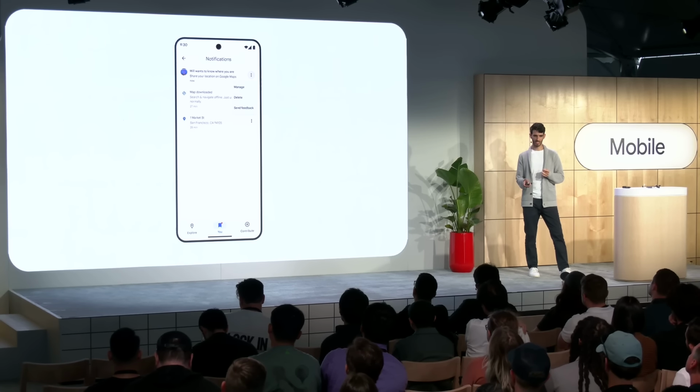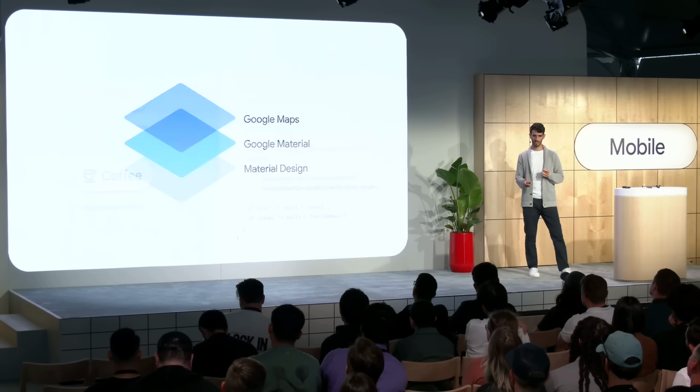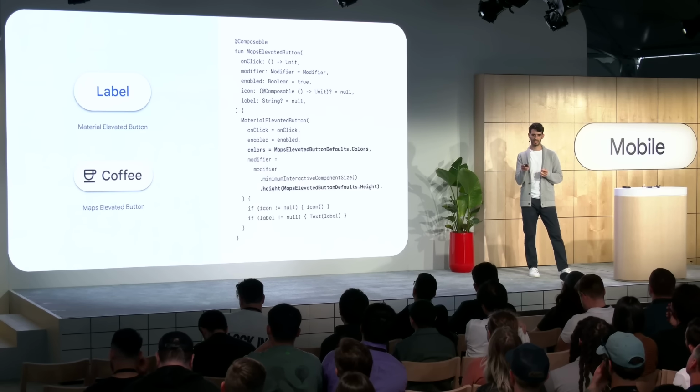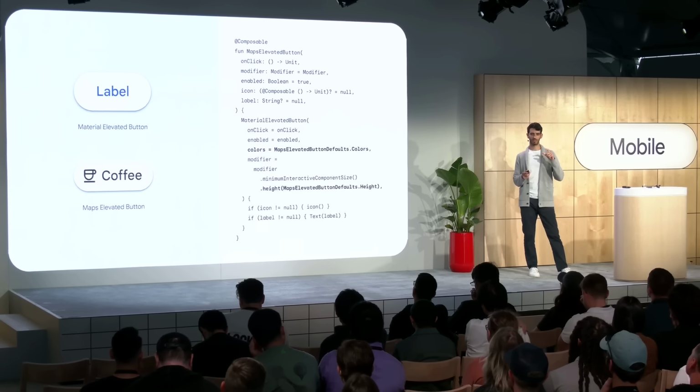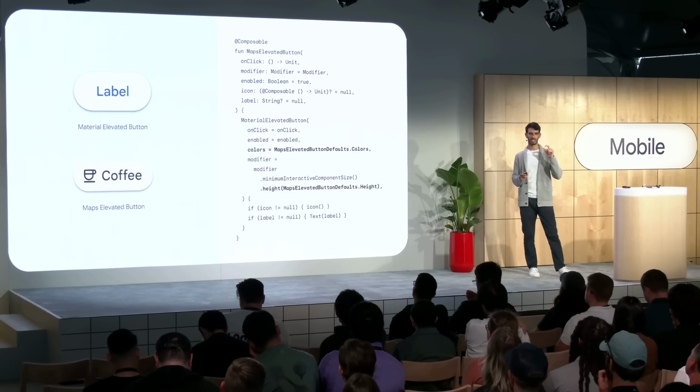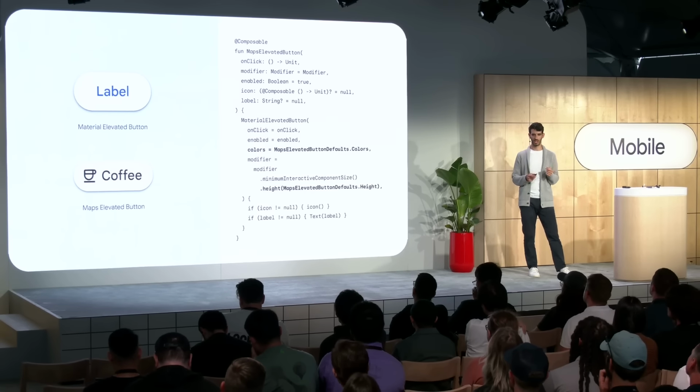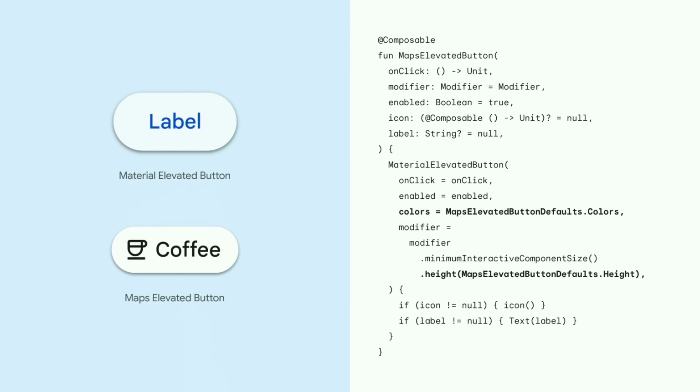I'll go back to the previous slide for a second. So in this example, in Google Maps, we changed the elevated button that Material uses by default. We used the elevated buttons under the search box on Google Maps to help you search for places like restaurants or coffee shops.